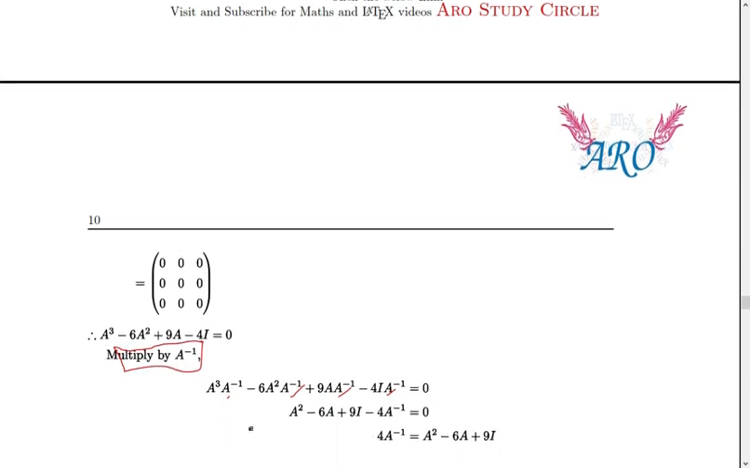So if you multiply this one, A cubed times A inverse gives A squared, minus 6A plus 9I, minus 4A inverse. We are going to find the value of A inverse, so keep this element on the other side. It becomes 4A inverse equals A squared minus 6A plus 9I.